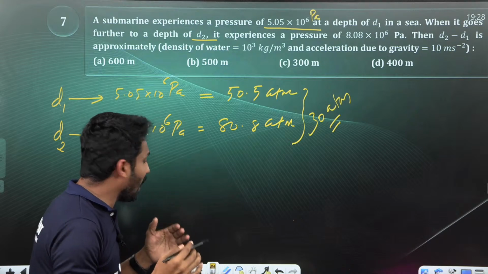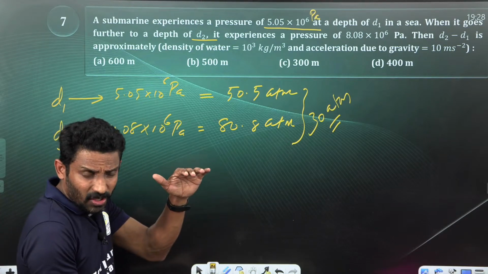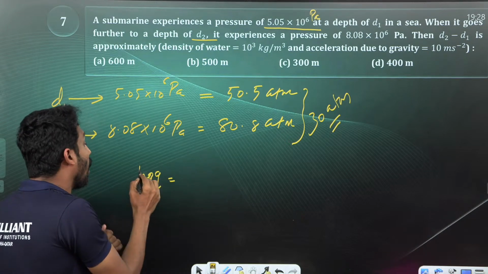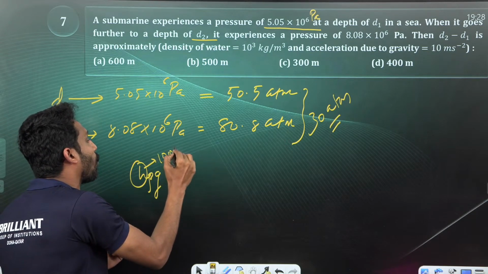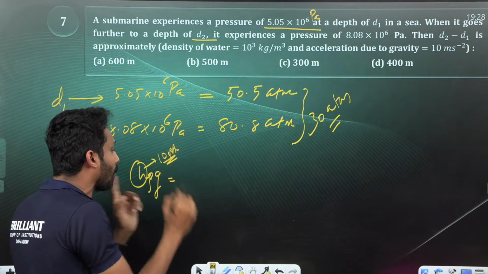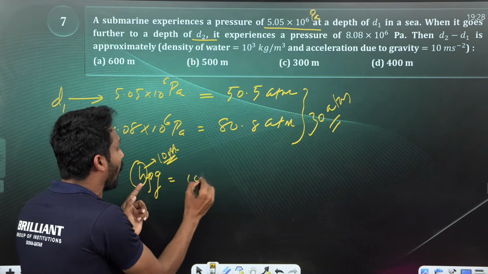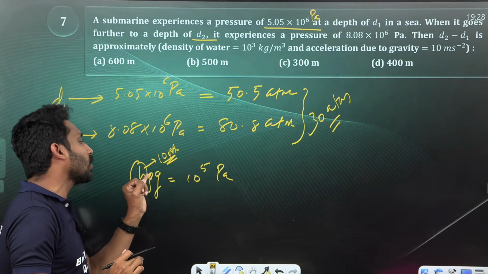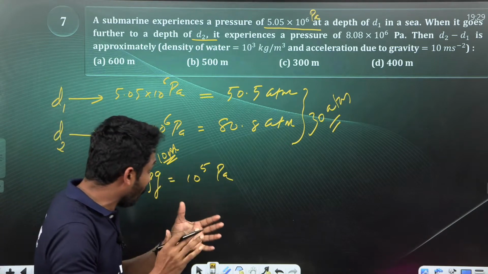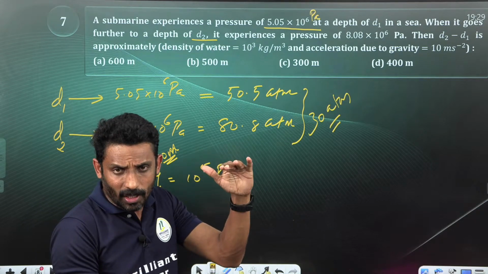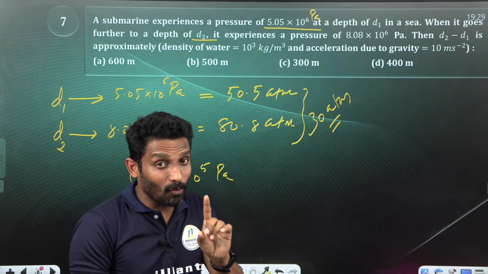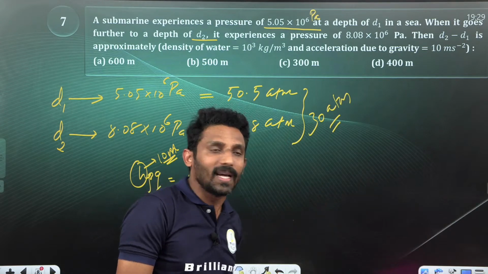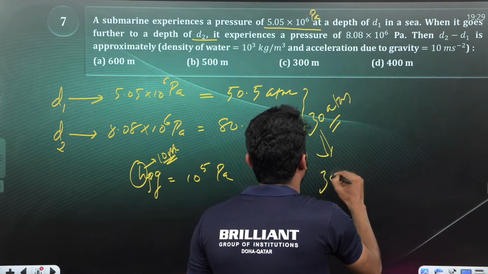Now we understand that the water pressure, the gauge pressure, is H rho G. Corresponding to 10 meter of water, this becomes 10 raised to 5 Pascal. You just check it: 10 into 10 raised to 3 into 10 means 10 raised to 5 Pascal. What I mean is that corresponding to 10 meter of water, there will be a pressure of 1 atm. Then what is the height corresponding to 30 atm? 30 atm means 30 into 10, which is 300 meter. That's it. It's very simply done.